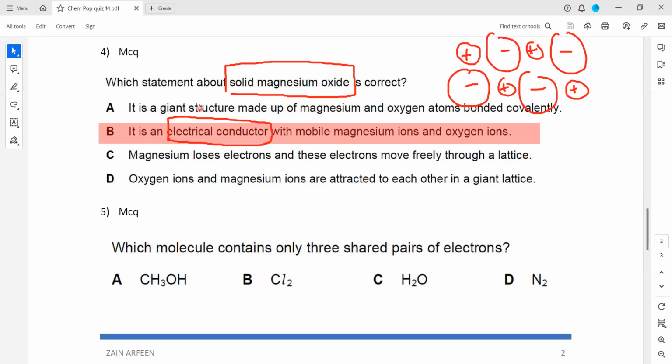If it was a molten magnesium oxide, then this statement is correct, that in a molten magnesium oxide, the ions will be free to move, magnesium and oxygen ions, so it will be electrical conductor. If it was a molten or aqueous, but not in solid. In solid state, ionic compounds cannot conduct electricity at all.